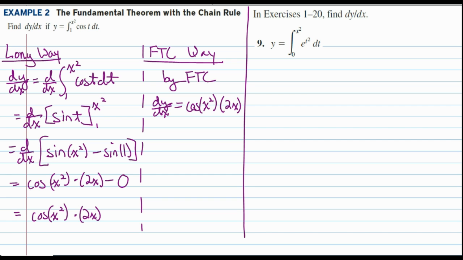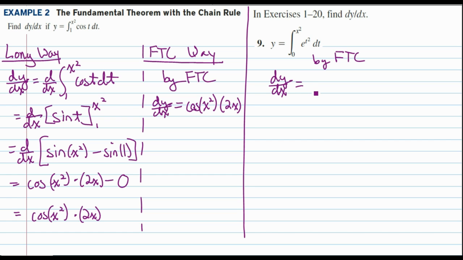Now try problem number 9. It says find dy/dx if y equals an integral. So that means I get to use the fundamental theorem of calculus. So dy/dx equals, now if I'm taking the derivative of an antiderivative, I have to state by FTC, so I can use the fundamental theorem of calculus and do this the short way.